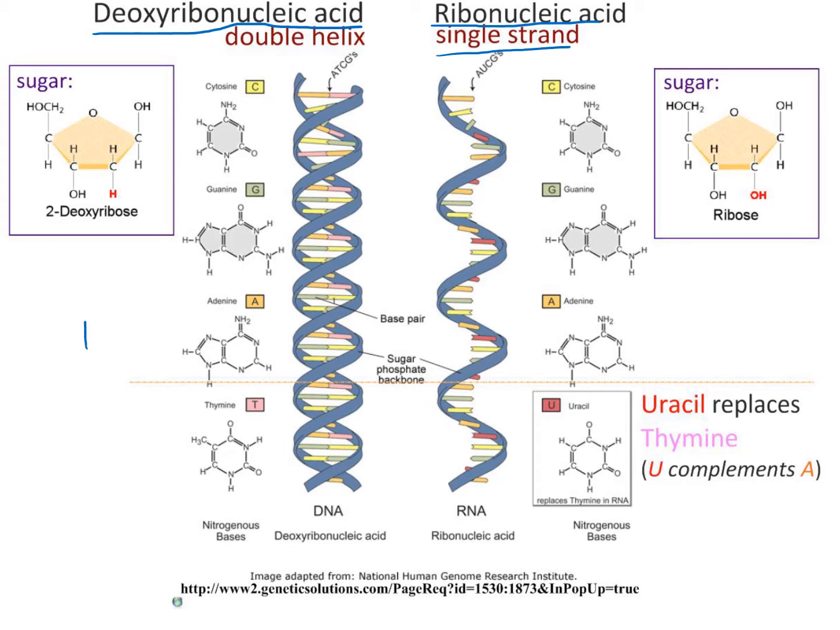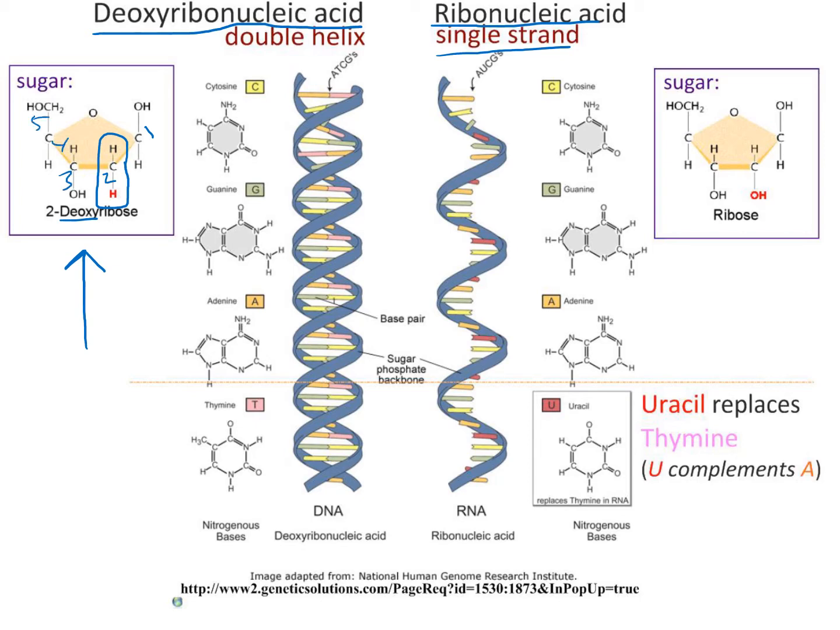So the sugar in DNA is deoxyribose. So that means it's missing an oxygen, and it's missing an oxygen right at this second carbon right here. That's why it's called 2-deoxyribose. It's the second carbon. We like to number our carbons. 1, 2, 3, 4, 5.